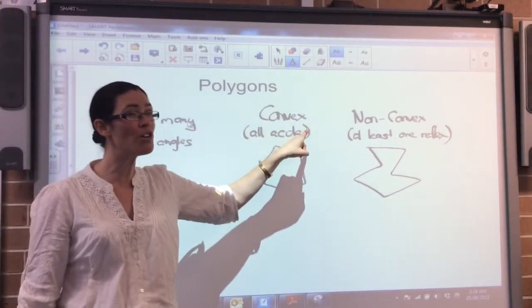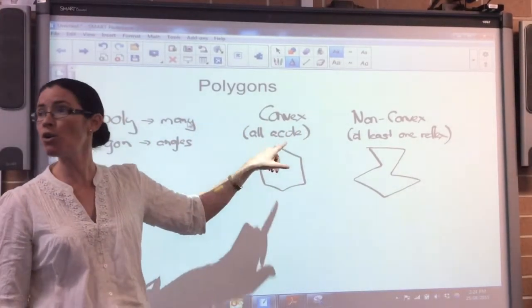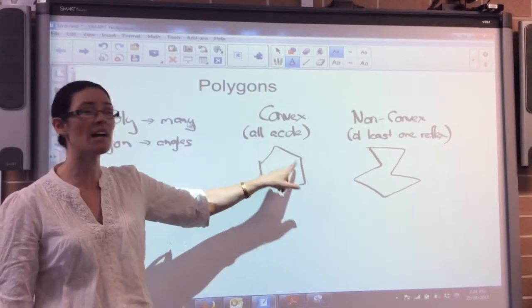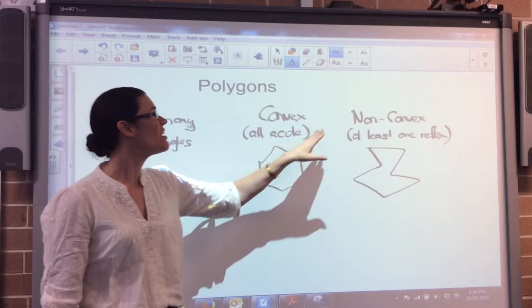This is a convex shape. They have all acute angles. So every angle here is less than 90 degrees.